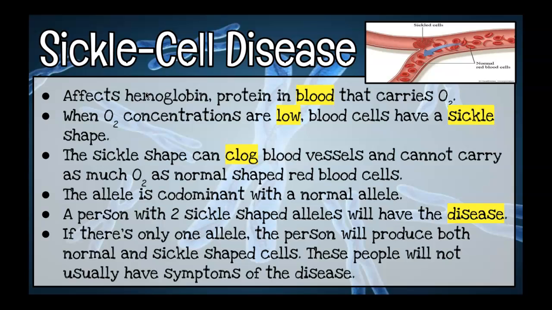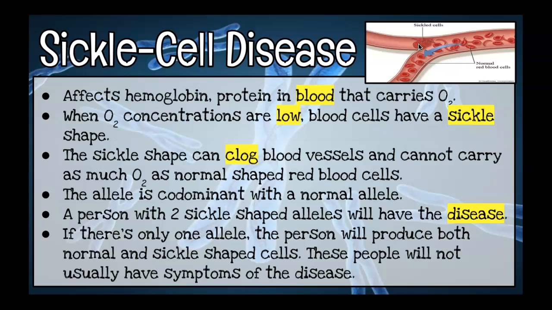Sickle cell disease is also a genetic disorder, but this is going to affect the hemoglobin, which is a protein in your blood that carries oxygen. So whenever your oxygen concentrations are low, the blood cells end up getting a sickle shape. The sickle shape is going to end up clogging these blood vessels, right? So normal red blood cells are circular shaped. But sickle cell disease causes these sickle-shaped blood cells to lodge in the blood vessels and prevent oxygen from being carried to all parts like they need to be.